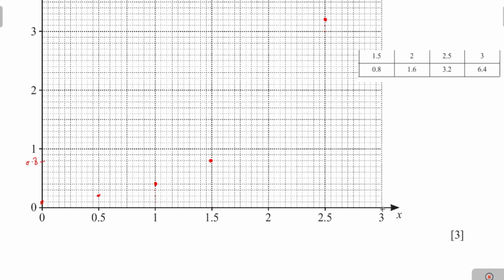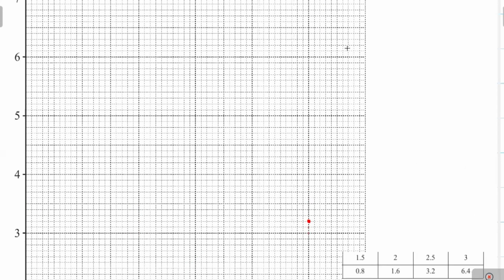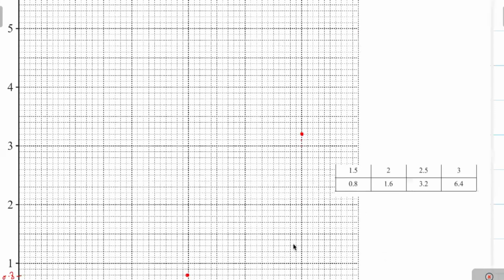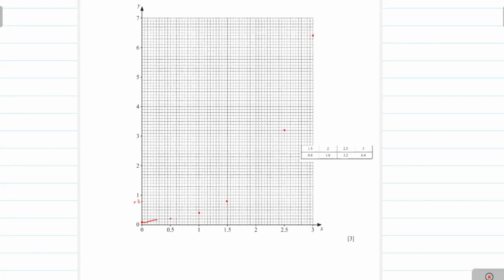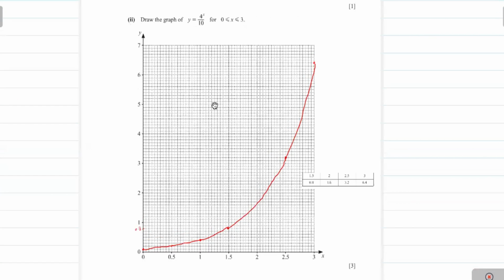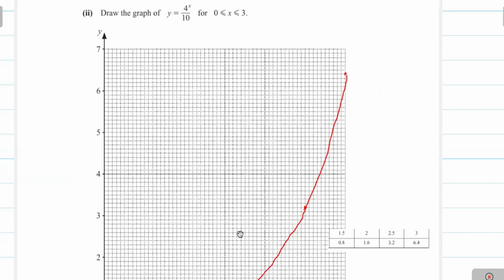Next is 3 to 6.4. This is 3, and this position will be 6.4, 6.1, 6.2, 6.3, and this is 6.4. Now we join all these points. Now you see here we join it, and this is the graph of y equal to 4 power x over 10.